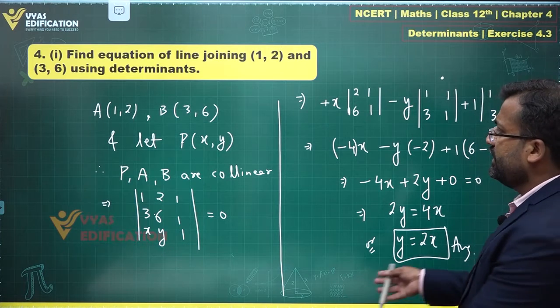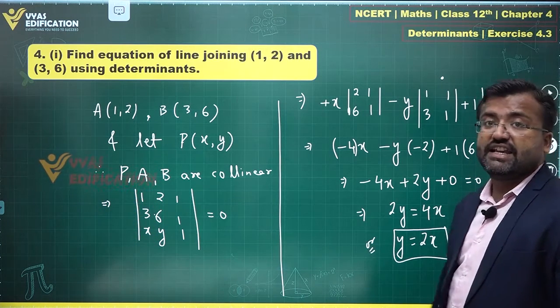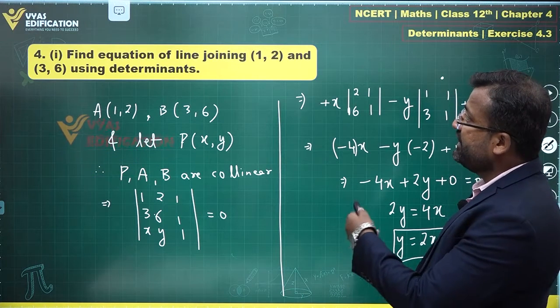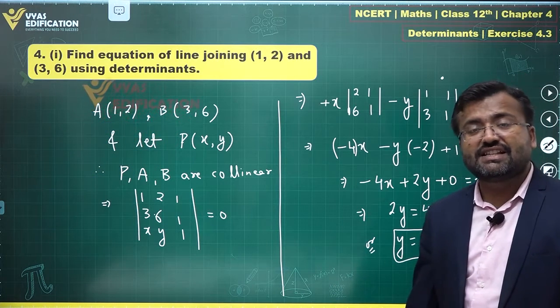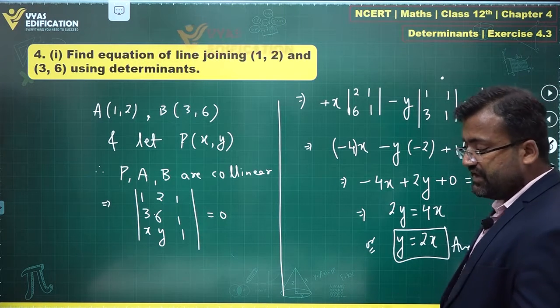Is that all? Yes, that's all that you have over there. Using the determinant form, you can find the equation very easily of this line having these 2 points, 1, 2 and 3, 6 lying on it. Given any 2 points, you can find that. Let's move on to the next question after this.